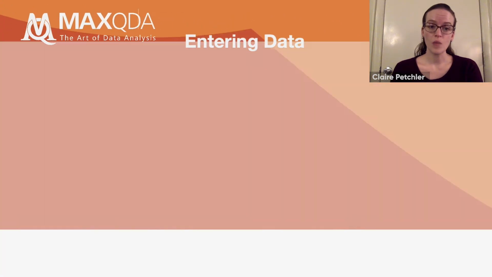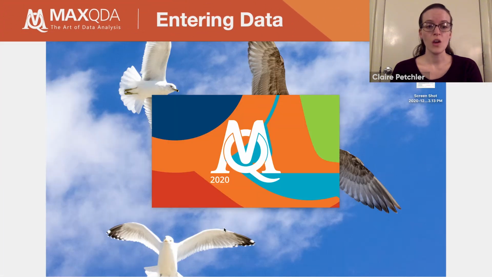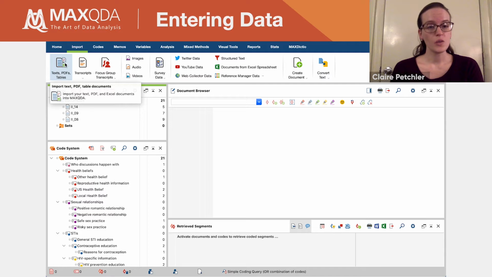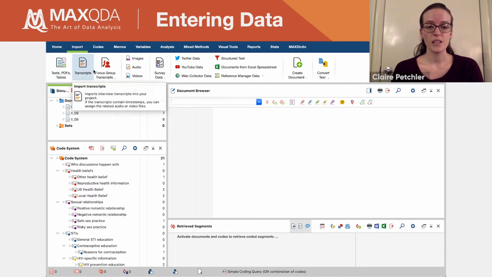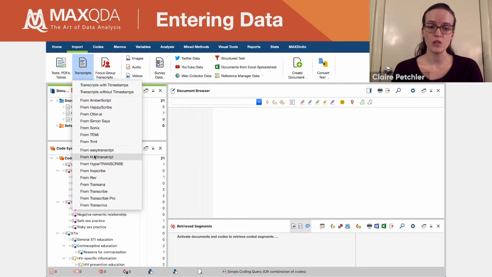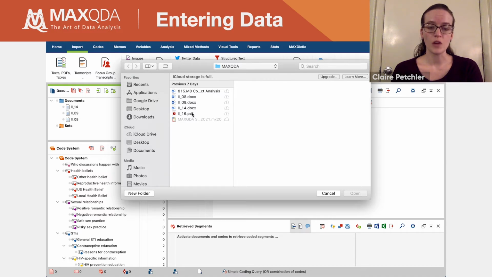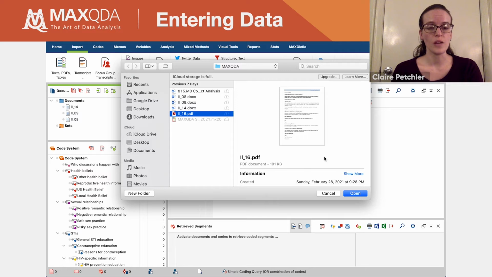First, we need to upload our transcripts into MAXQDA, which I found to be a very easy process. Begin by clicking the Import tab on the top navigation bar. You will see a number of options demonstrating the different types of data you can upload, from text, PDFs, and tables, to transcripts from transcription services, to sources like Twitter, YouTube, and the Internet. We will select the Texts, PDFs, and Tables button, which will open up a Finder browser on your computer. This allows us to open any document we need to and import it.